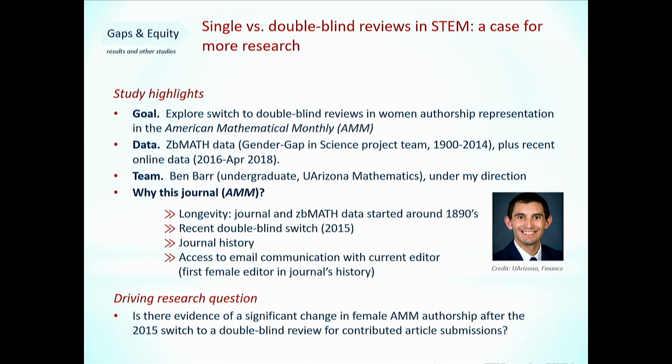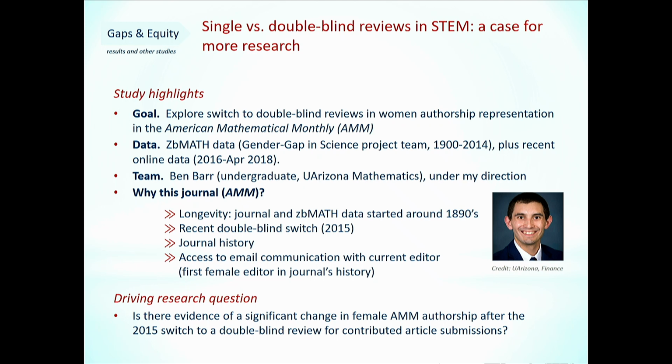So single blind: when we submit an article to a journal that is not invited, so we just contribute, a single-blind review means that you don't know who the reviewer is. I submit an article, I don't know who the reviewer is, but the reviewer knows who I am, knows my name. A double-blind review means that neither person knows. So I don't know who the reviewer is, but the reviewer doesn't know the name of who submits.